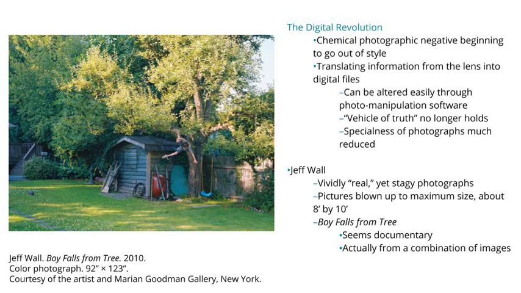So here's an example of a photo that doesn't look like it's been manipulated, but it has been highly manipulated. This is by Jeff Wall, and he creates these vividly real-looking, yet very much staged photographs. He blows them up to maximum size. This one is 8 feet by 10 feet. This one is called Boy Falls from Tree, and it seems documentary, like it really happened, but actually this is a combination of images carefully photoshopped over each other and together to look like a real photo so that you wouldn't be able to tell, at least with the naked eye.